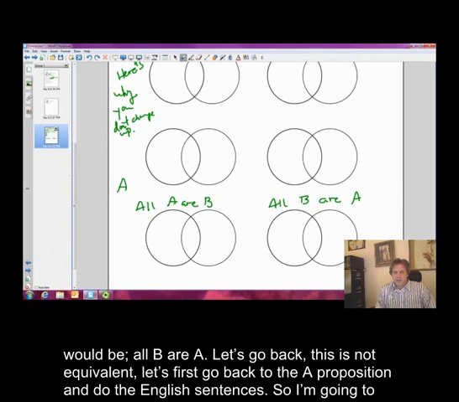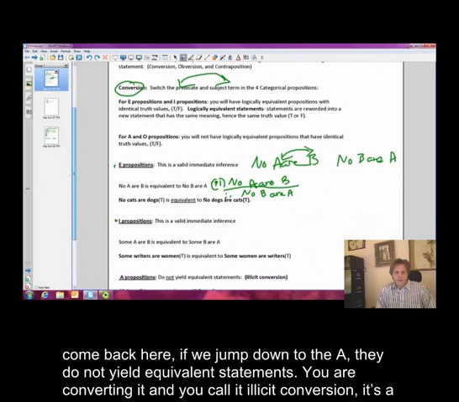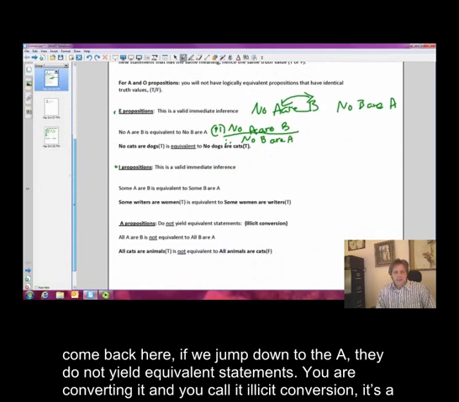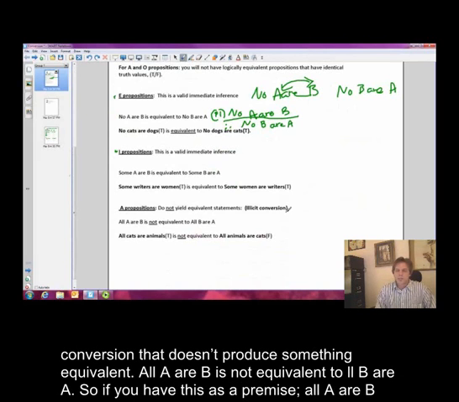Let's first go back to the A proposition and do the English sentences. If we jump down to the A, they do not yield equivalent statements. When you convert it like this, it's called illicit conversion. It's a conversion that doesn't produce something equivalent. All A are B is not equivalent to all B are A.